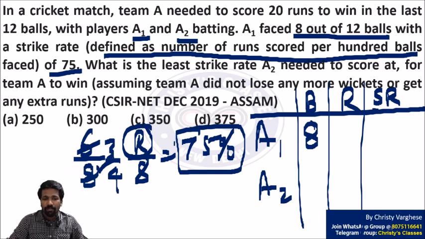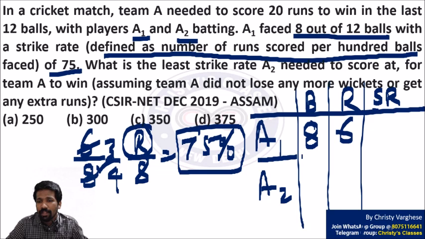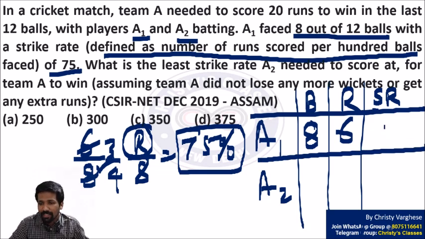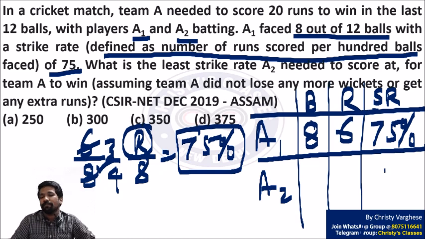So we can say the runs scored by A1 in those 8 balls will be 6, so that the strike rate percentage can be 75%. Because 6 by 8 is 75%, 4 by 8 is 50%, 8 by 8 is 100%. So definitely it should be 6 by 8 for it to be 75%. So we understood the runs scored by A1.